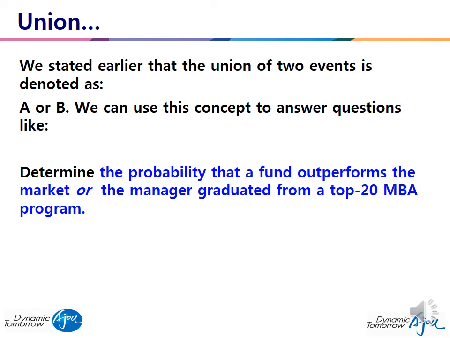Now, union. We stated earlier that the union of two events is denoted as A or B. We can use this concept to answer a question like: determine the probability that a fund outperformed the market or the manager graduated from a top 20 MBA program.